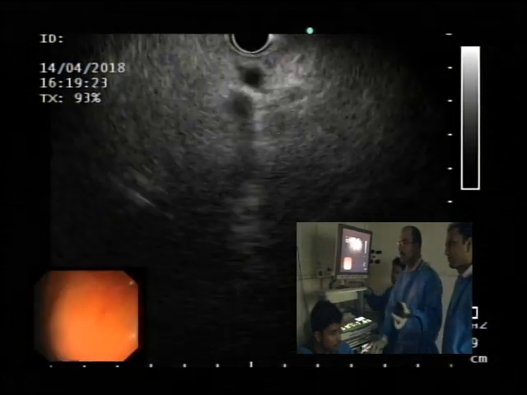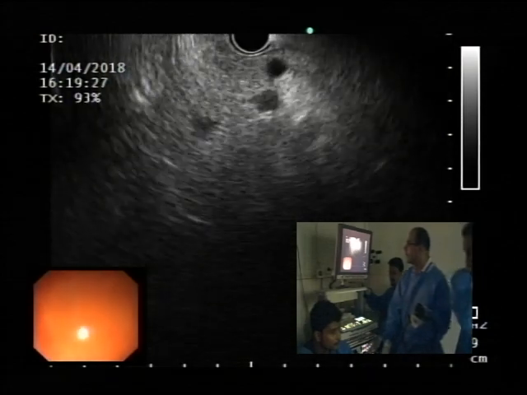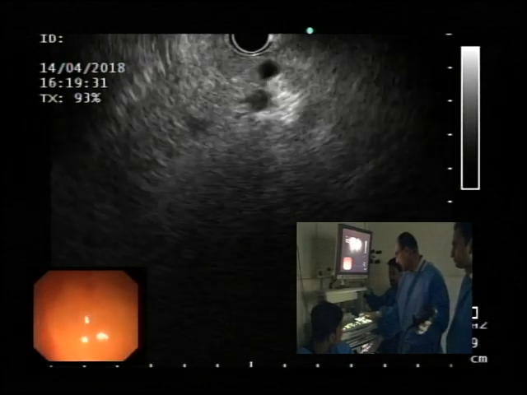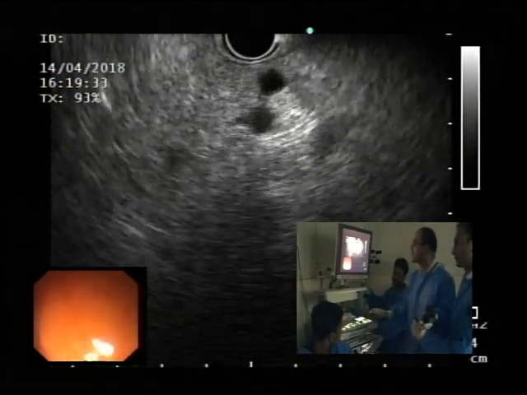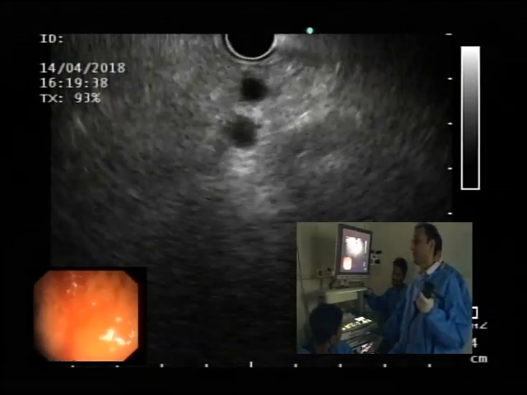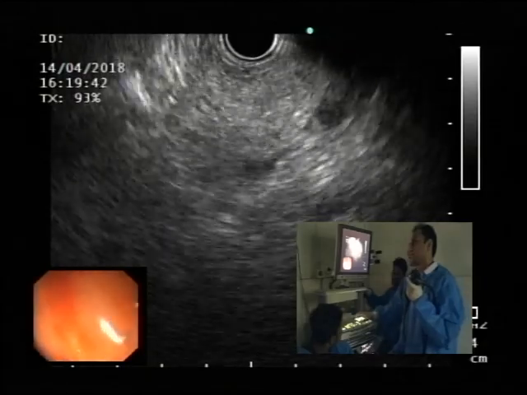So in this situation, now that we have the pancreas in view, what I'd like you to do is you can take over and follow, see if you can identify the pancreatic duct. So generally, go ahead, sorry.